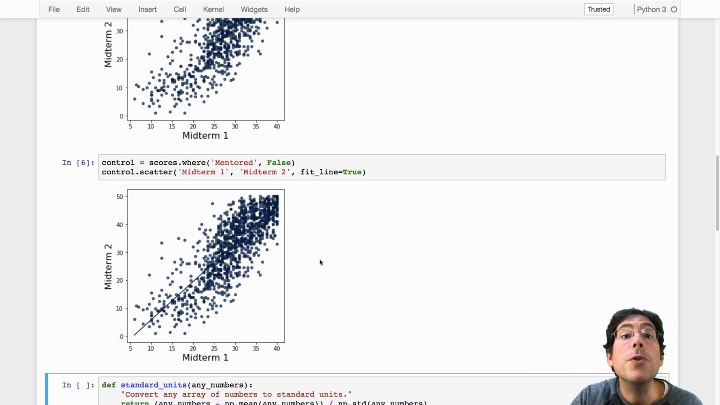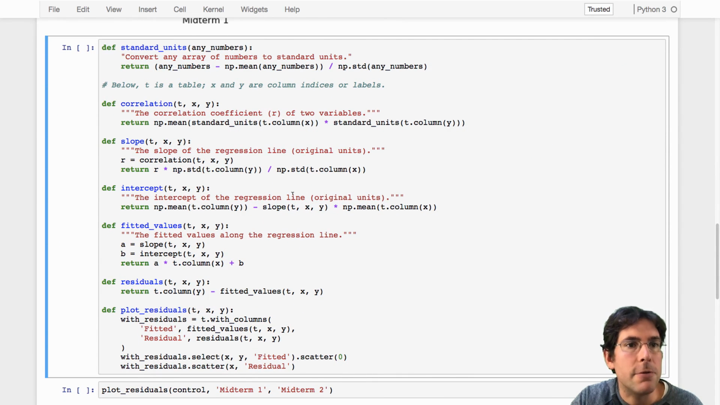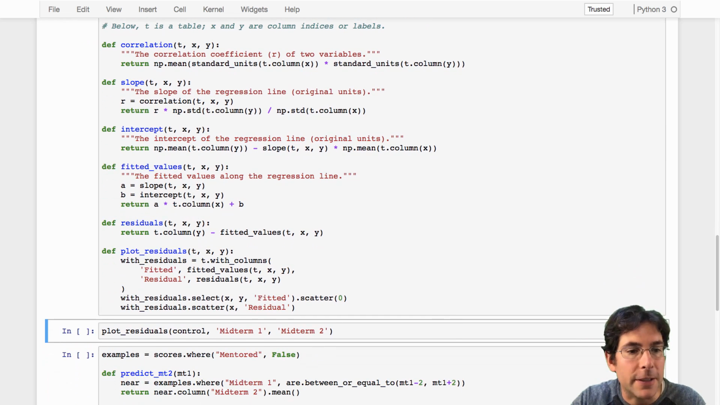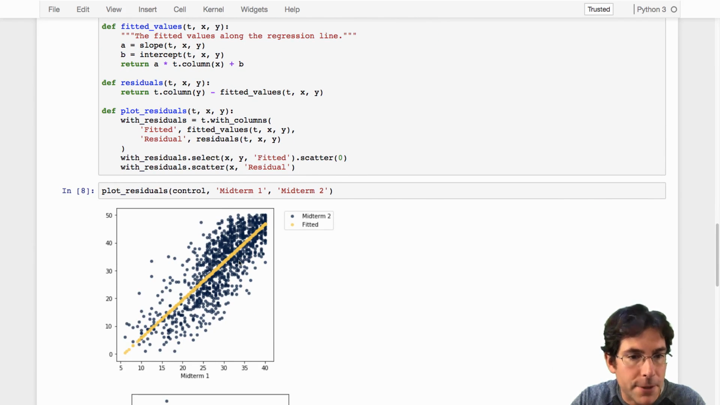Well, we draw a residual plot. So here's all the code that we developed during linear regression. Standard units, correlation, slope, intercept, computing the fitted values, the values along the line for each x. And the residuals are the difference between the actual y values and the fitted values. So how far above or below the line each point is. And then we can plot those residuals. We did that in an earlier lecture. And we'll plot the residuals for midterm 1 and midterm 2.